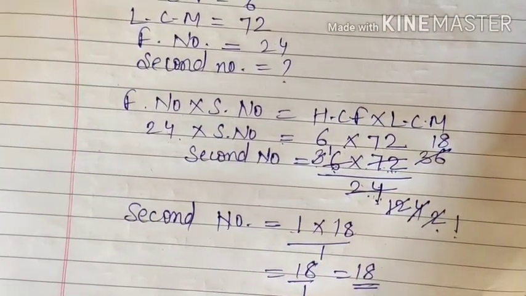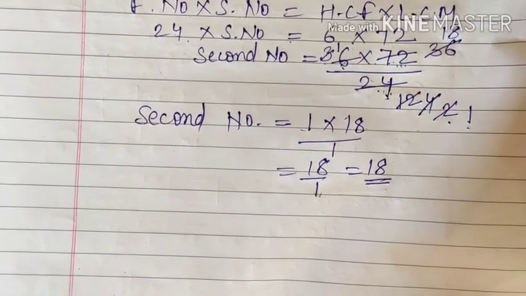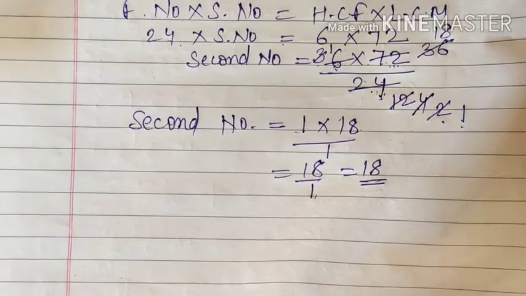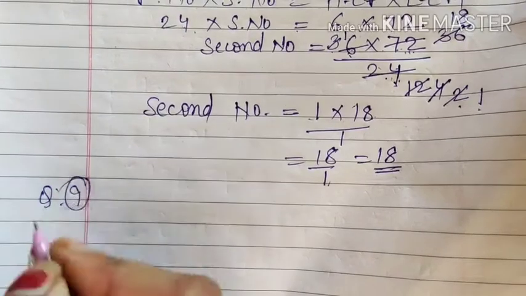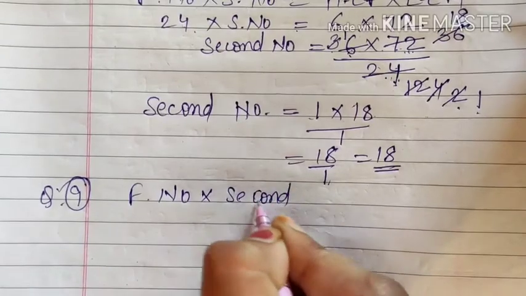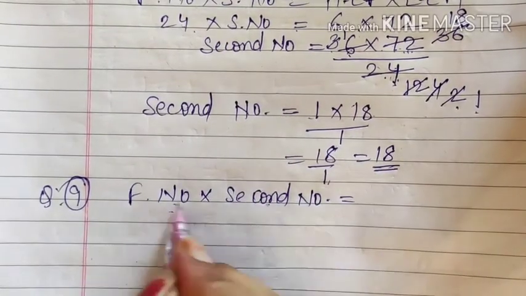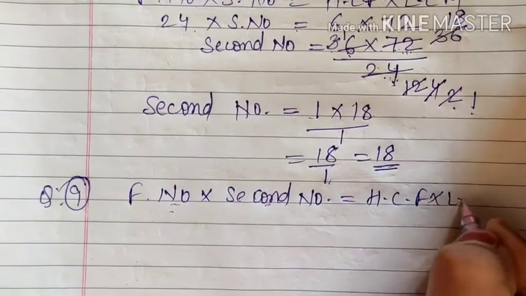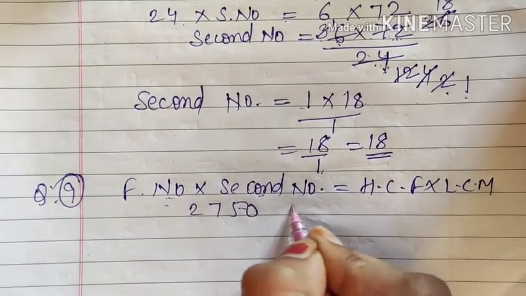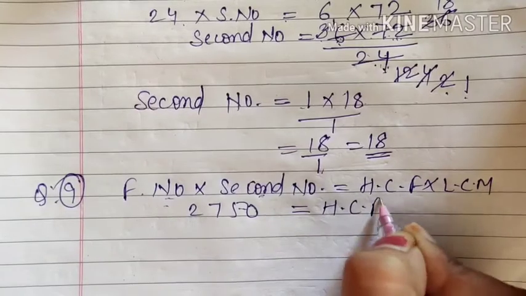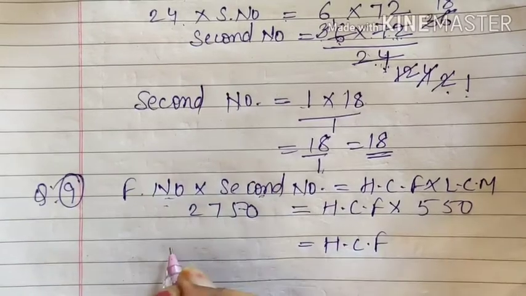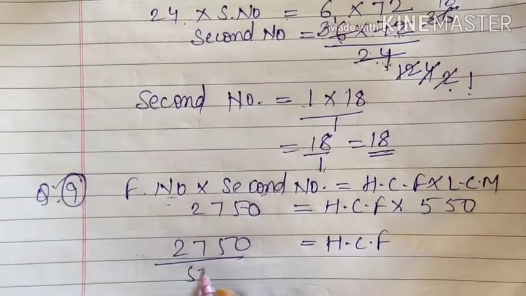Likewise, question number 9 is also the same. The LCM of two numbers whose product is 2750 is 550. What is the HCF of the numbers? It is the same. You see question number 9. Here first number into second number is also known as the product of numbers. Product means multiply. Product of numbers is equal to HCF into LCM. So the product of numbers is given as 2750 and HCF we don't know, we have to find out. LCM is given as 550. So HCF is equal to 2750 divided by 550.